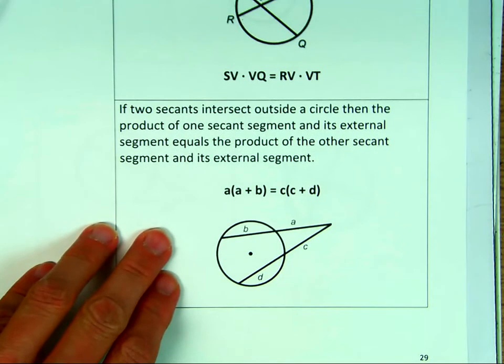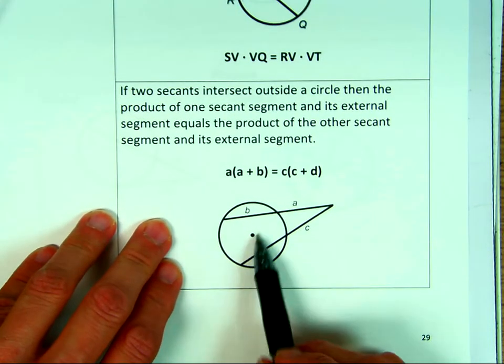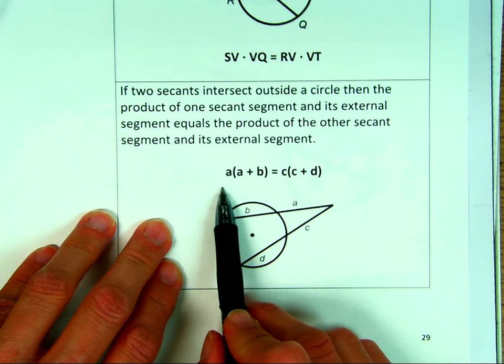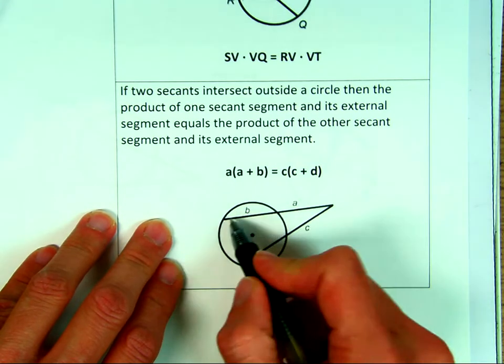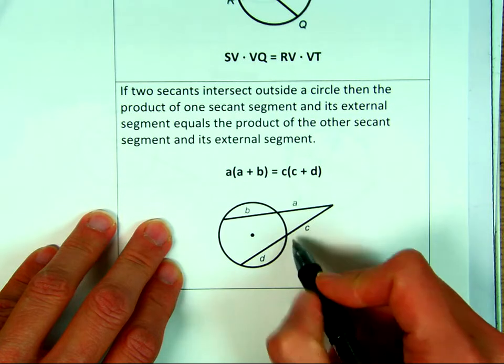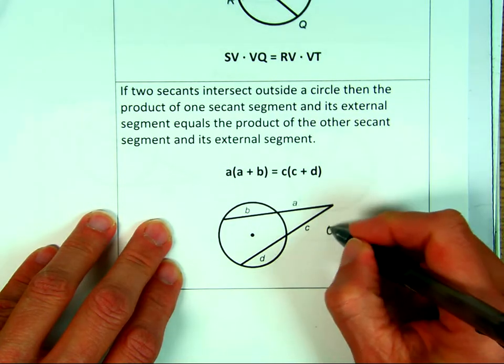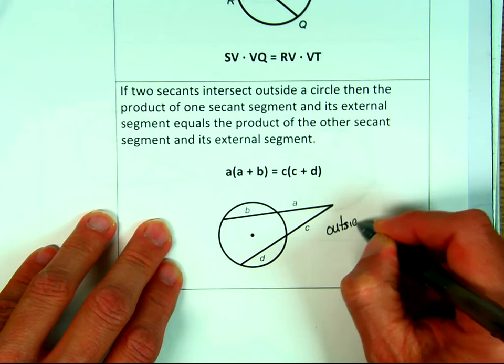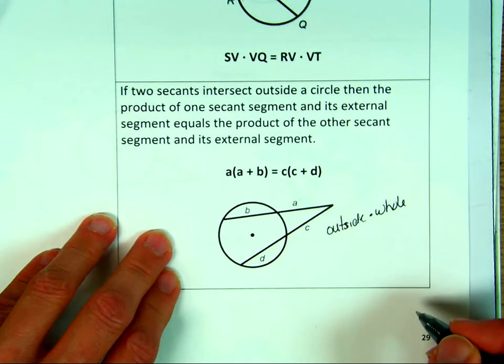If you don't have two chords, if you have two secants, then the formula changes. Instead of just saying this piece times this piece, it's the outside piece times the whole part is equal to the outside piece times the whole part. So that might be what I would write. I'd say outside times whole equals outside times whole.